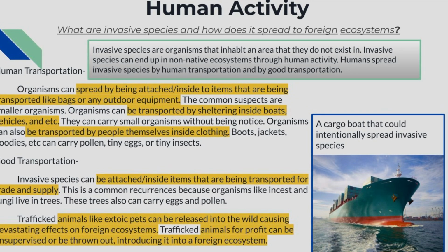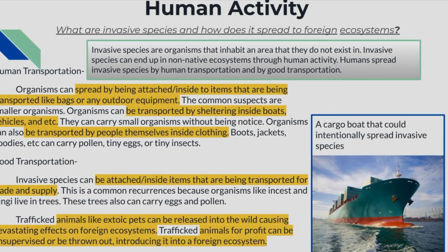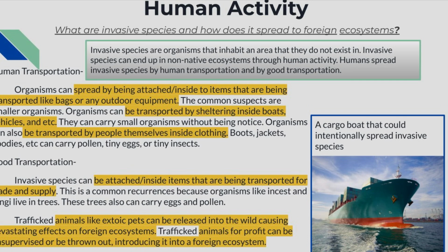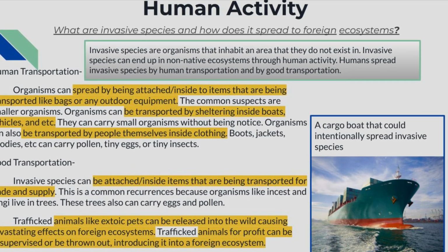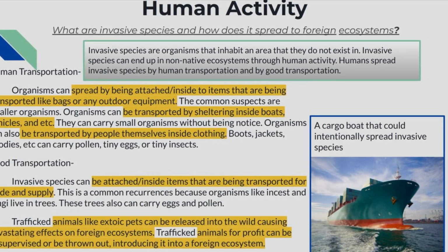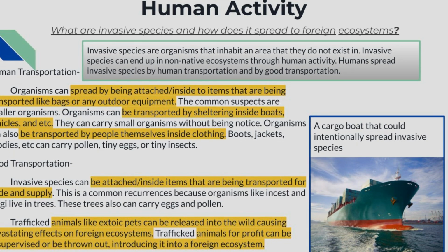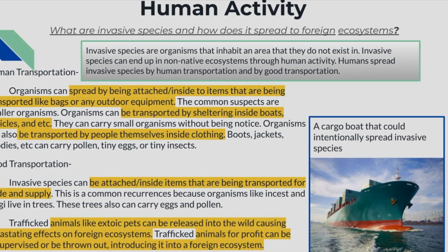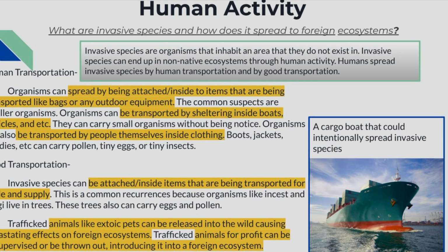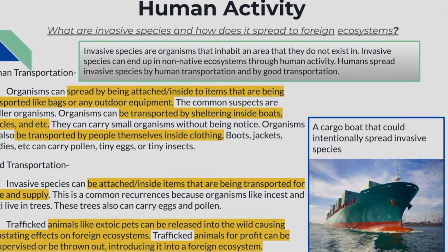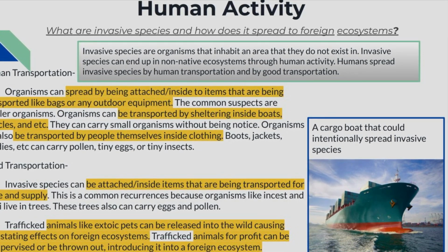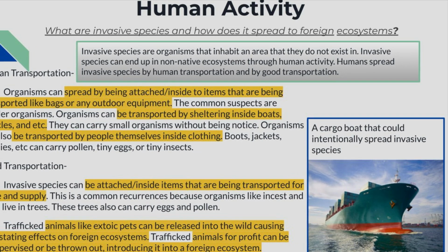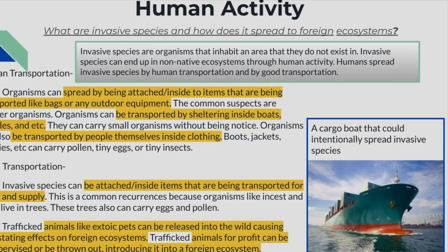Tiny insects or plant seeds can hitch a ride on boats, cars, clothing, or even hiking gear. In shipping, invasive species can be hidden in wood products, food shipments, or packaging materials. Sometimes, people release exotic pets into the wild when they can no longer care for them. This is dangerous because those animals can survive, reproduce, and take over ecosystems where they don't belong.